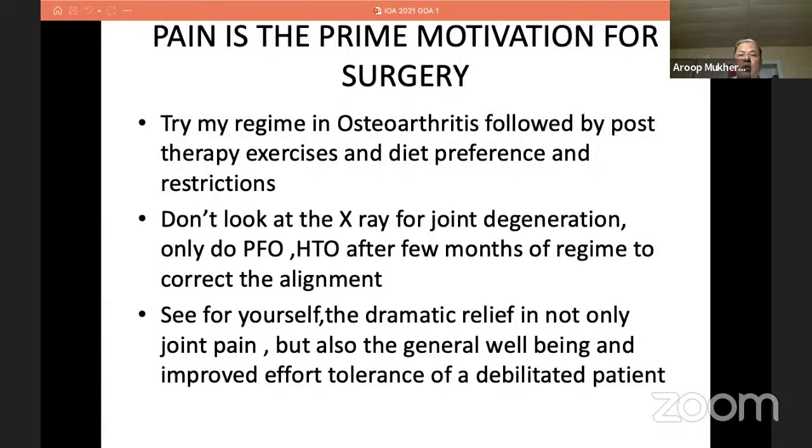My regime in osteoarthritis is followed by physiotherapy exercises and diet preference and restriction. I don't look at the x-ray for the joint degeneration. I only do PFO or proximal fibular osteotomy, or high tibial osteotomy, after a few months of the regime to correct the alignment of the limb. See it for yourself, the dramatic relief in not only the joint pain, but also the general well-being and improved effort tolerance of a debilitated patient.